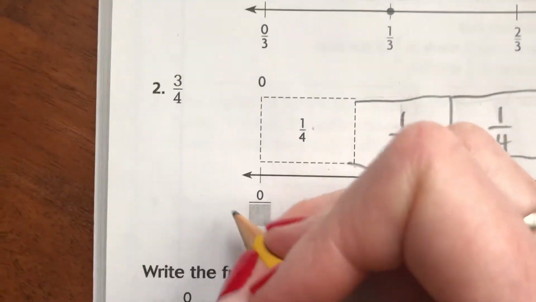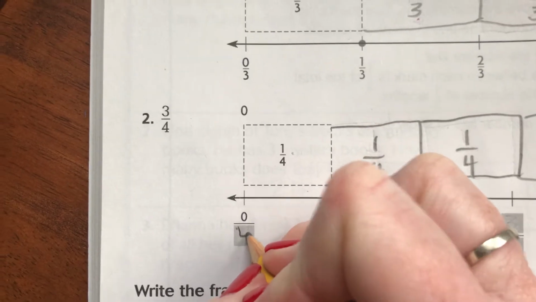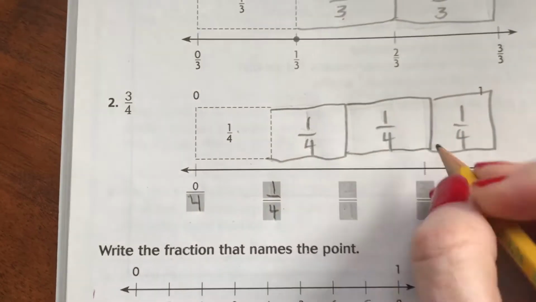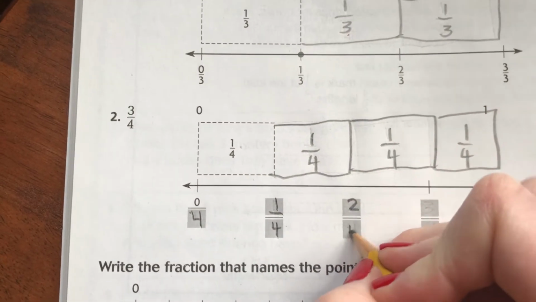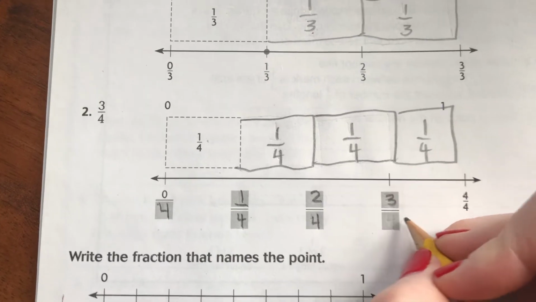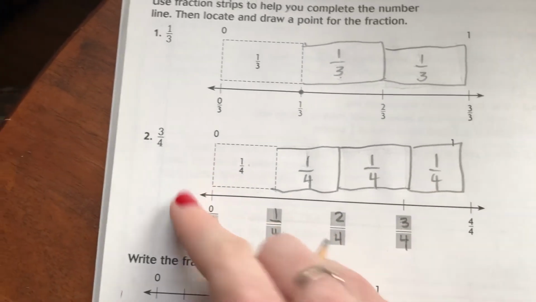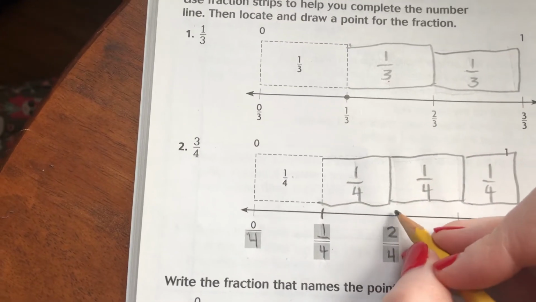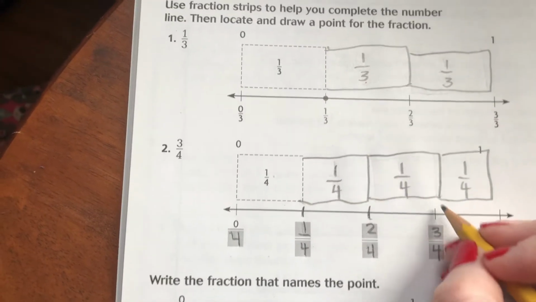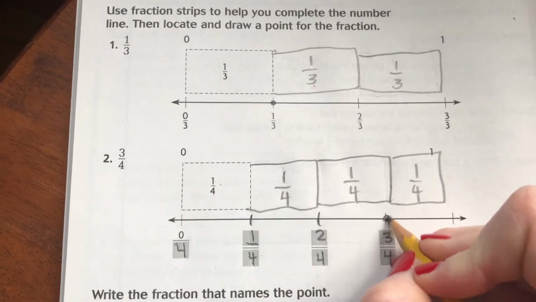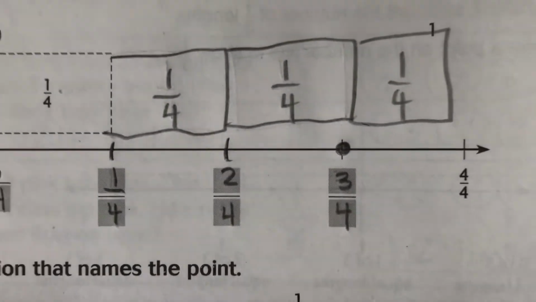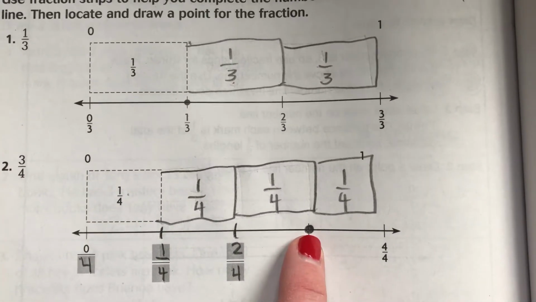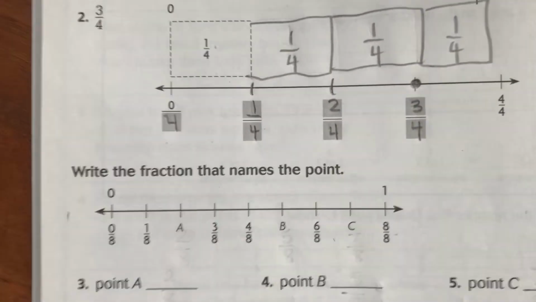So on here I have 0 out of the 4 parts. Over here I have 1 out of the 4 parts, 2 out of the 4 parts, and 3 out of the 4 parts. So I'm going to make a little tab for the 1/4 and the 2/4. And over here, I'm going to put a dot over the 3/4 because that is the fraction that they asked me to map on the number line here, 3/4.